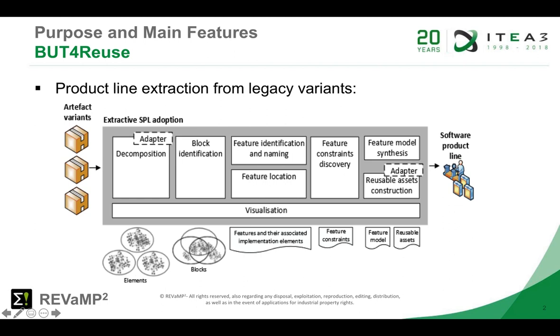The input of BUT4Reuse is a set of software variants. Then, using BUT4Reuse, you can perform several engineering tasks on these software variants, such as feature identification and naming, feature location, feature constraint discovery, feature model synthesis, and reusable asset constructions. As well as you can visualize different steps done by BUT4Reuse.